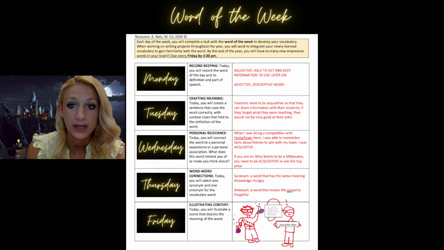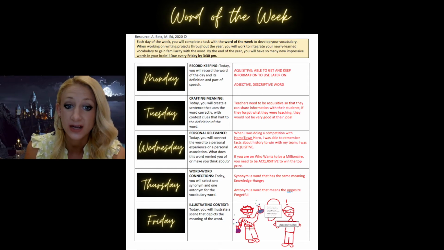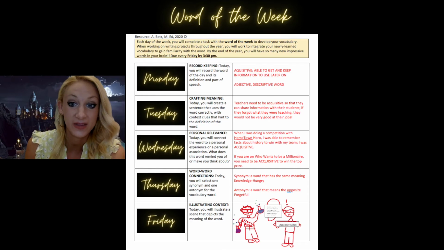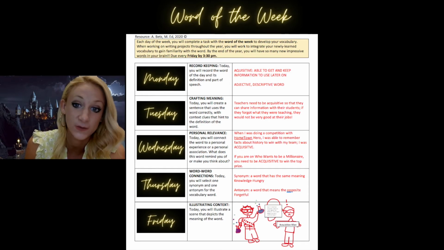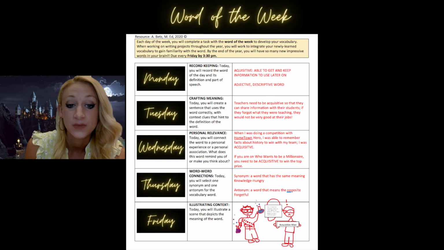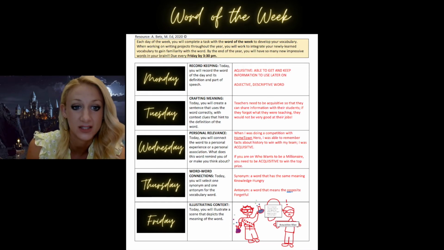So for example here, I put teachers need to be acquisitive so that they can share information with their students. If they forget what they were teaching, they would not be very good at their jobs, right? You don't want someone standing up there and totally forgets what's going on. That would not be a helpful teacher to you. So teachers need to be acquisitive. Notice how I use context clues in that sentence to help hint at the definition of the word.